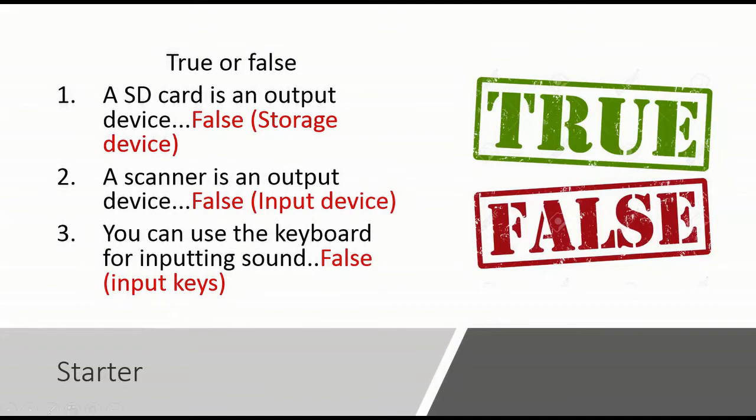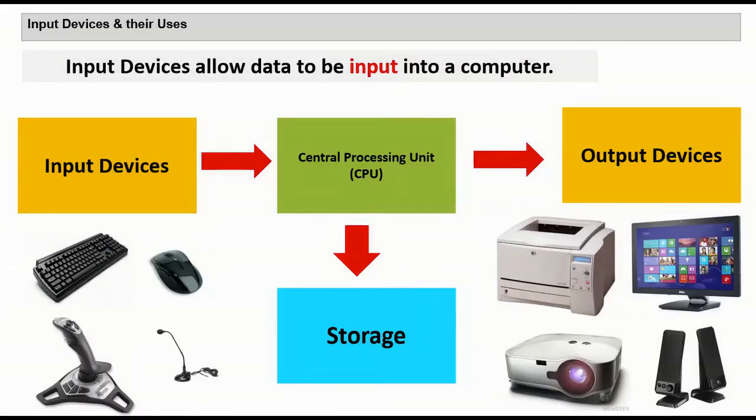So let's move on from our starter. As an introduction, we know that input devices allow data to be input into a computer. All these that you see here are examples of input devices that take some data from the outside world and convert it into a form that the computer can understand. This digital data can then be brought into the outside world using output devices, and all these four that you see here are examples of output devices.